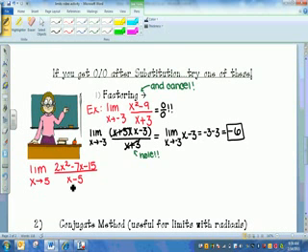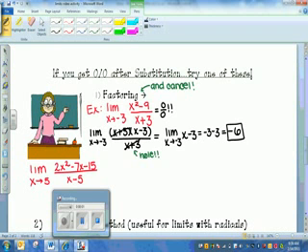Why don't you try the next one on this worksheet, pause it, and then when you're done, you can hit play again, and I will go through the answer.